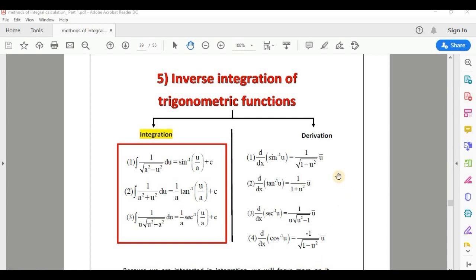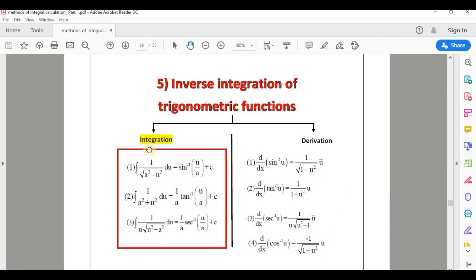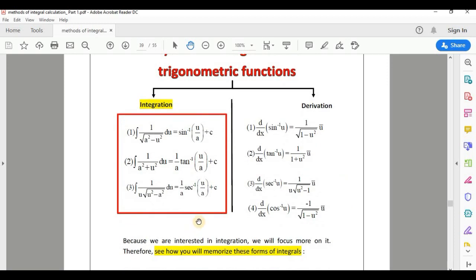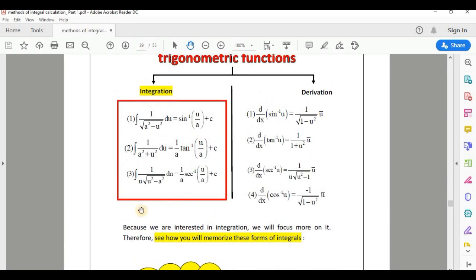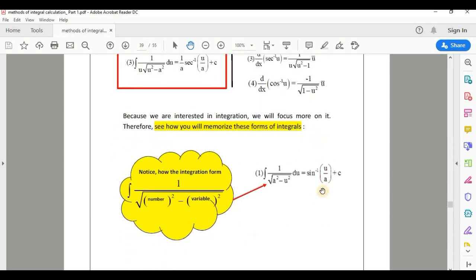As we can see here, this is the form for the integration and derivation of the inverse trigonometric functions. Because we are only interested in the integral, we will focus only on the integral form. I will show you how to memorize these forms of integrals. So these forms of integrals, you need to memorize them. And how will we do that?